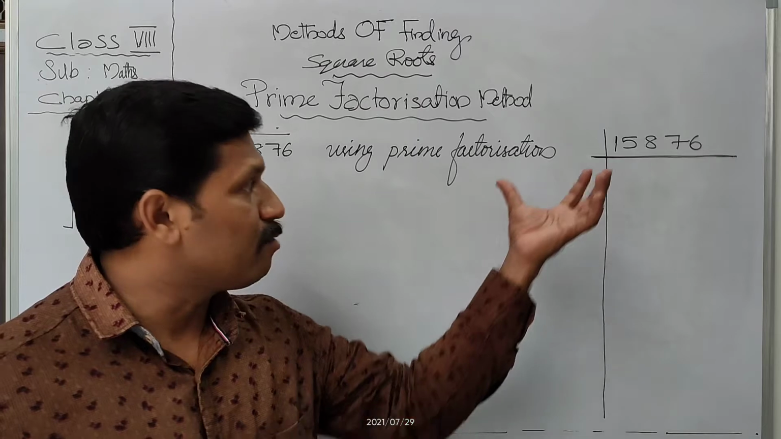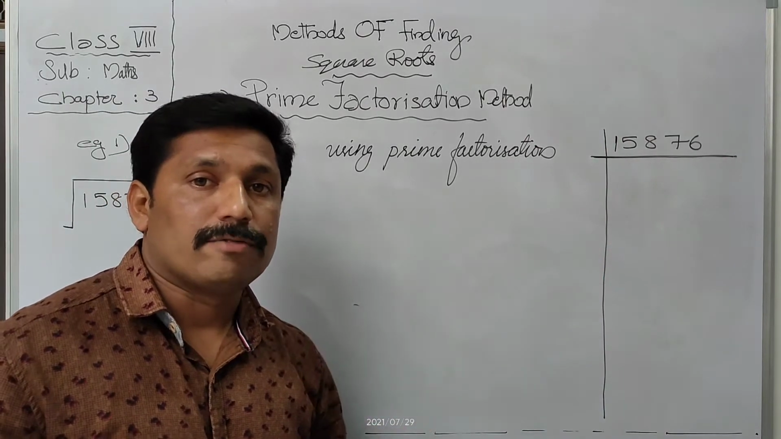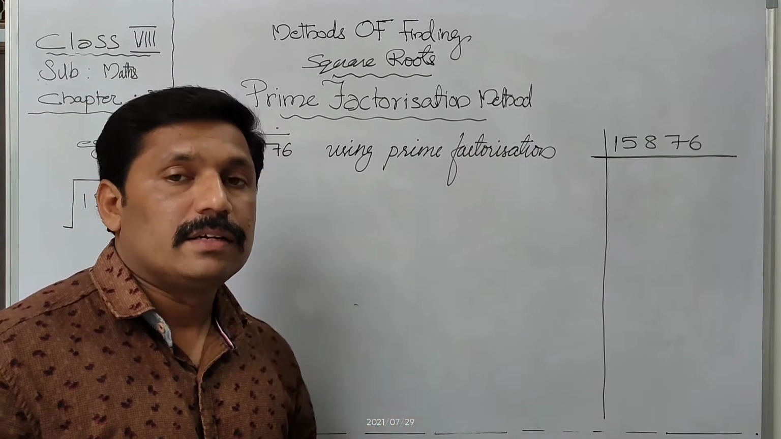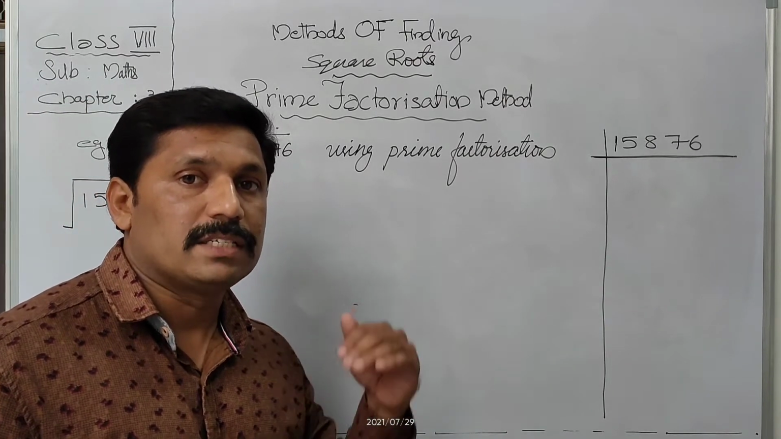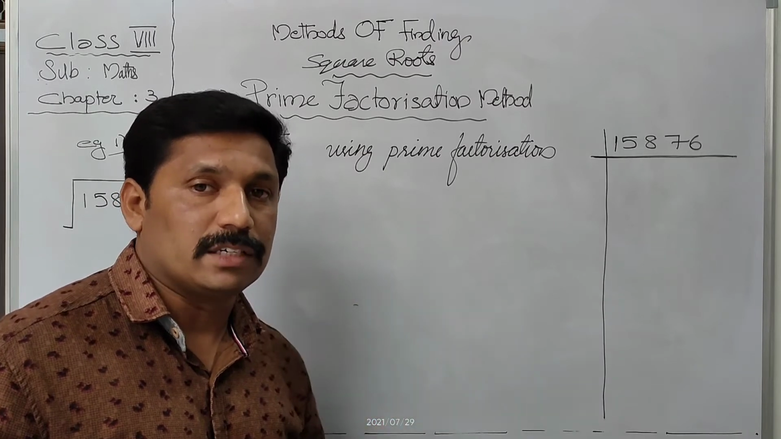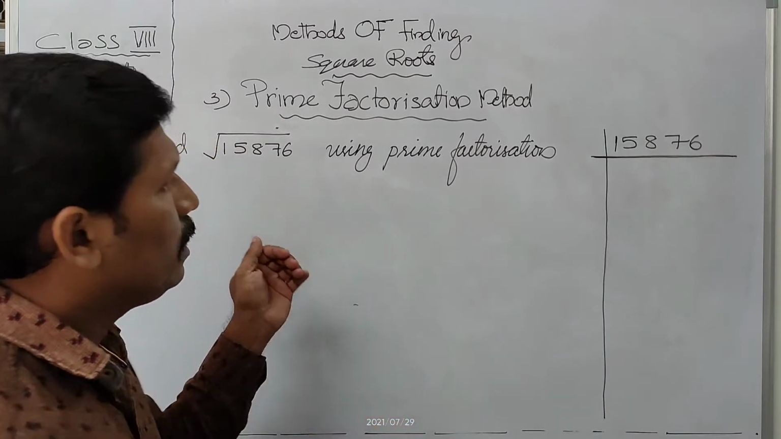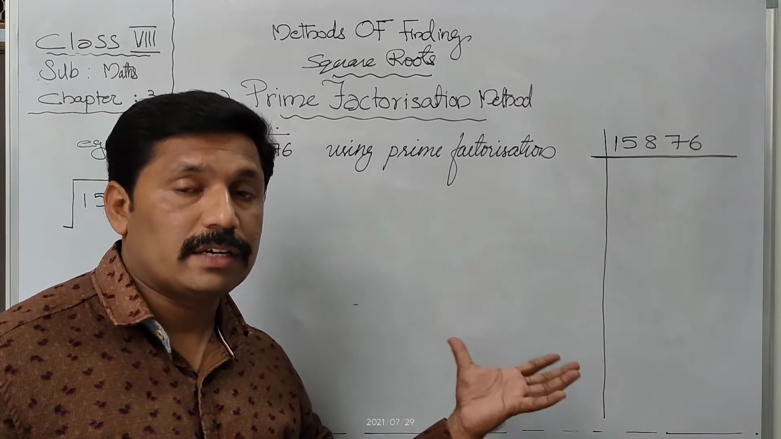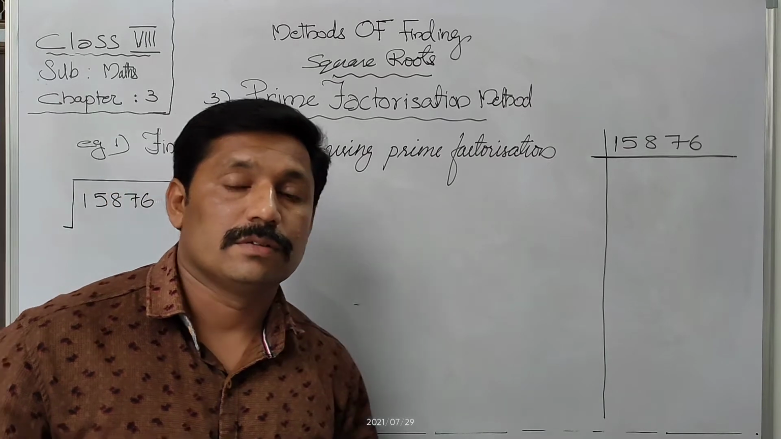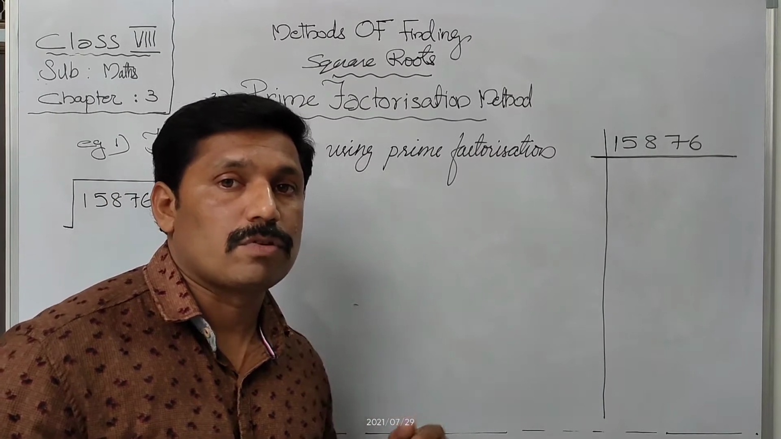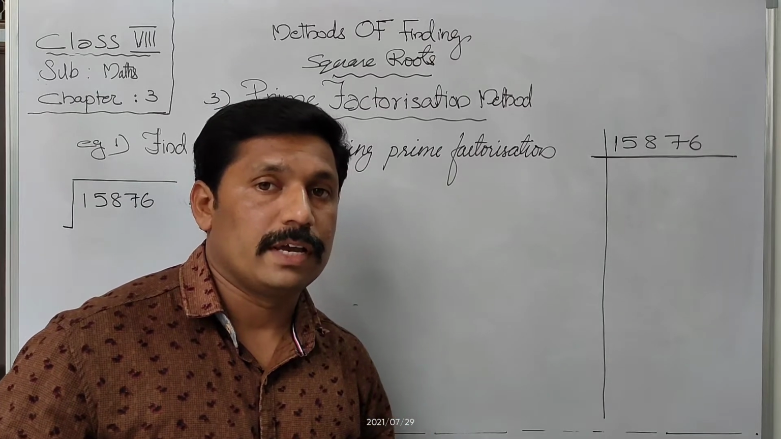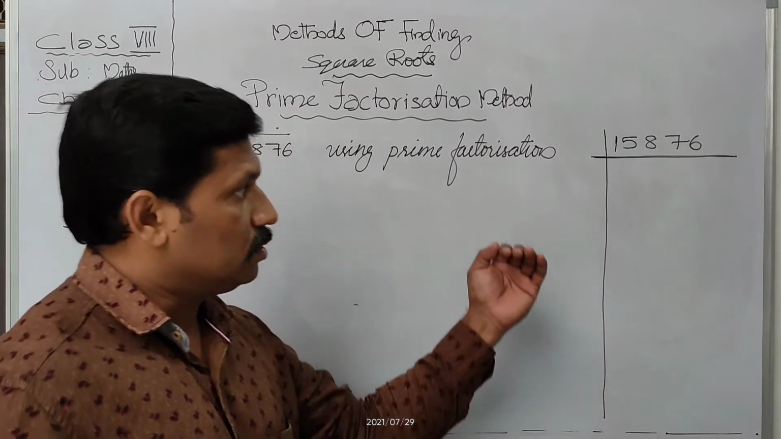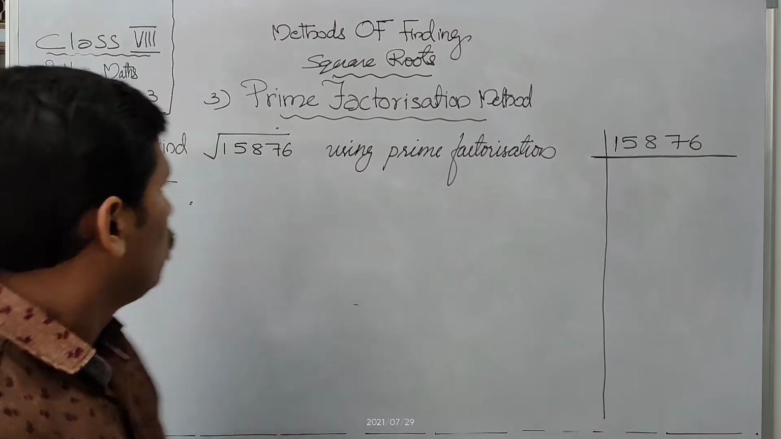First of all, we will prime factorize the number, and then after we write all the prime factors, and then we pair the factors. That means two same factors in one group. In that way we pair the factors, and from each pair we take one factor and then multiply those factors. That is the process of finding the square root of a number using prime factorization method. Okay, let us see this with the help of an example and understand it.